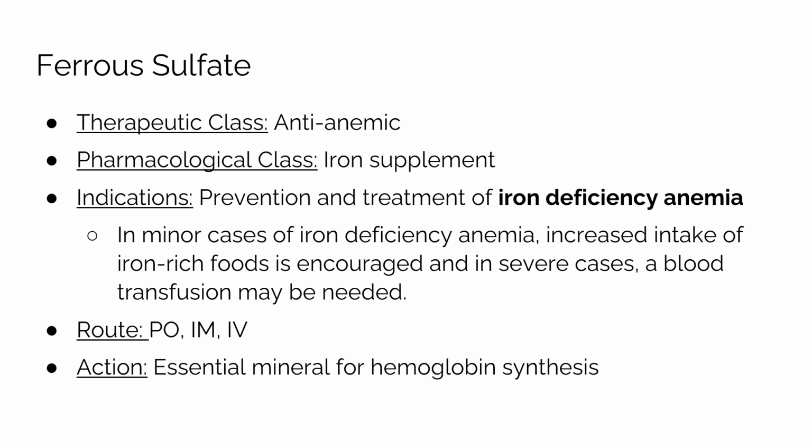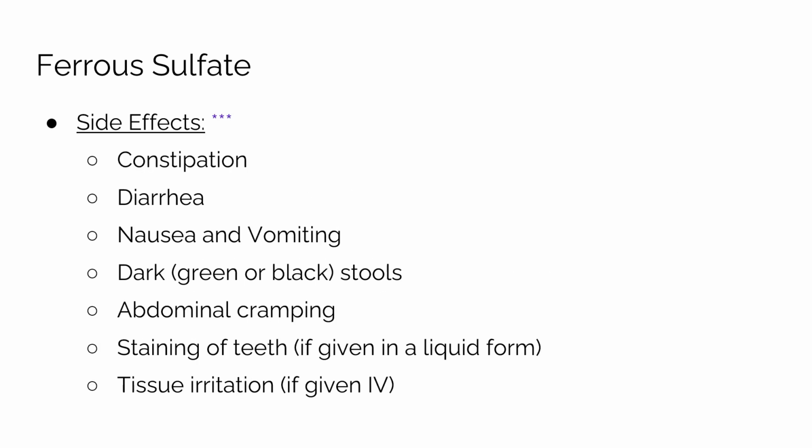In minor cases of iron deficiency anemia, increased intake of iron-rich foods is encouraged, and in severe cases, a blood transfusion may be needed. The routes include PO, IM, and IV, and the action is that it's an essential mineral for hemoglobin synthesis. The following slide shows side effects of ferrous sulfate. You need to know this.